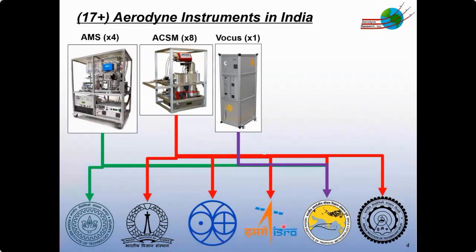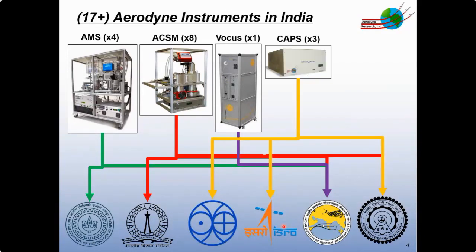We've also delivered a VOCs proton transfer reaction mass spectrometer, which can be used to measure VOCs and OVOCs with high sensitivity and high time resolution in the air, and it can be coupled to a gas chromatograph to get isomer-specific information about VOCs and OVOCs.